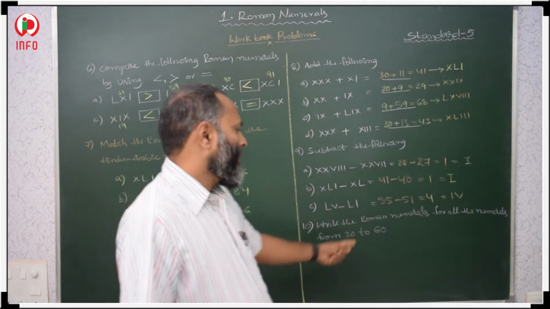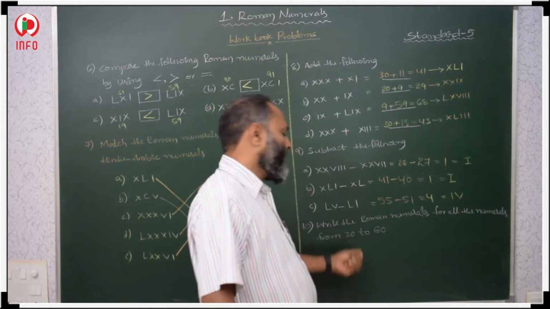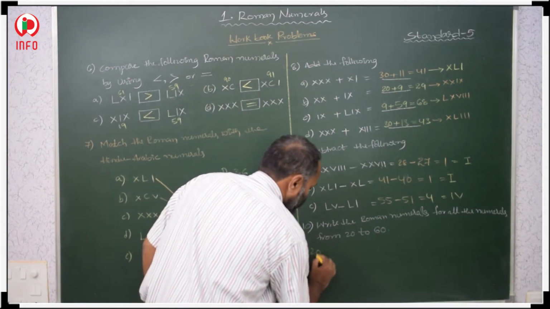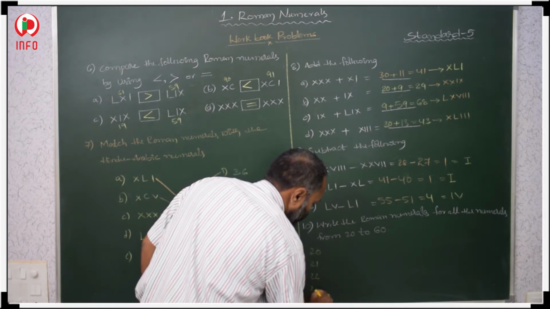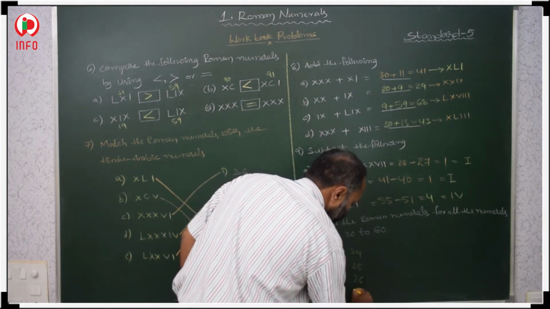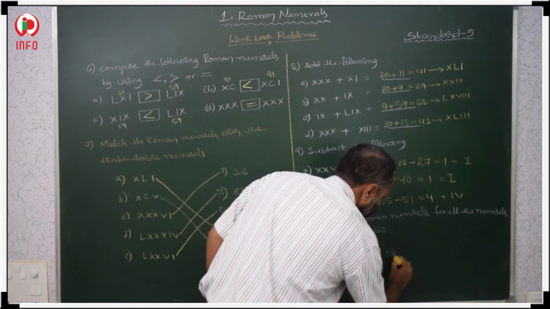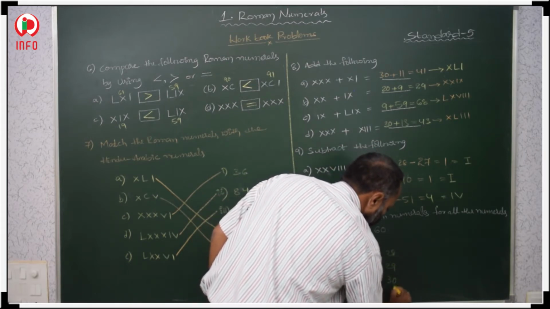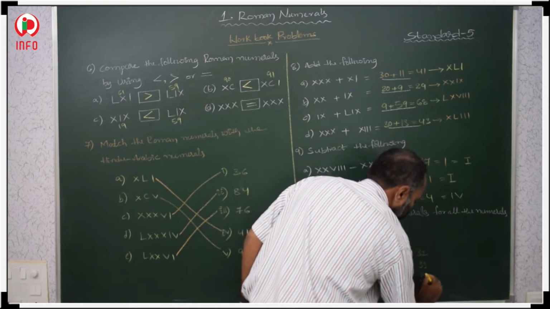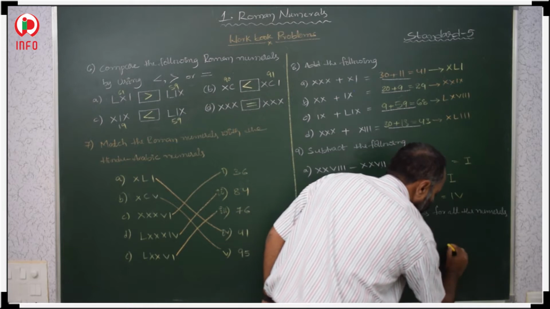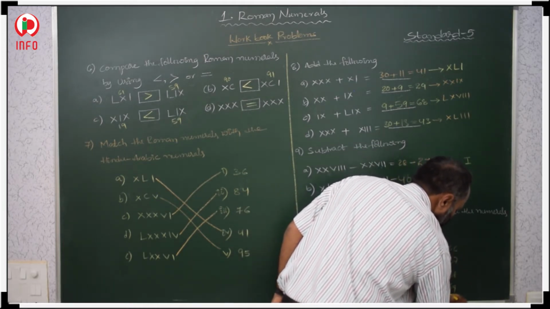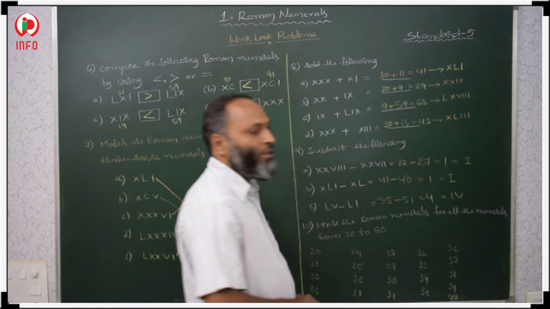Now write the following Roman numerals, all from 20 to 60. So this is your home assignment from 20 to 60. 20, 21, 22, 23, 24, 25, 26, 27, 28, 29, 30, 31, 32, 33, 34, 35, 36, 37, 38, 39, 40, and so on up to 60 you have to write.